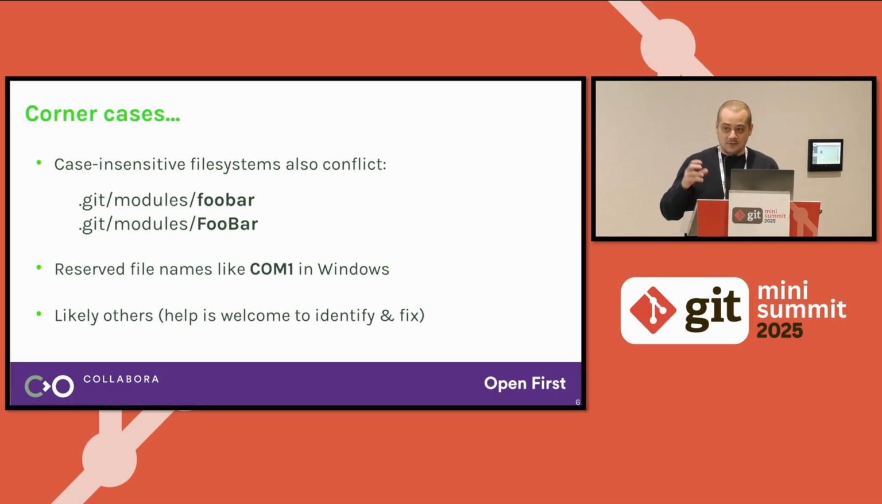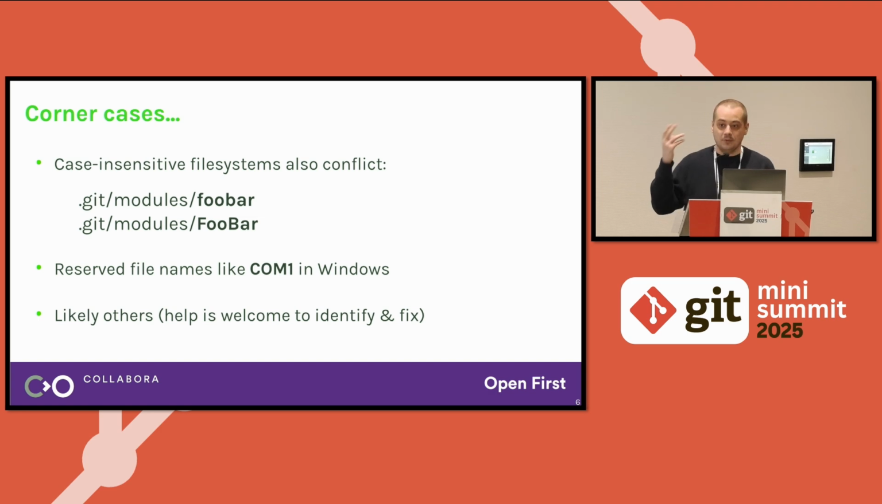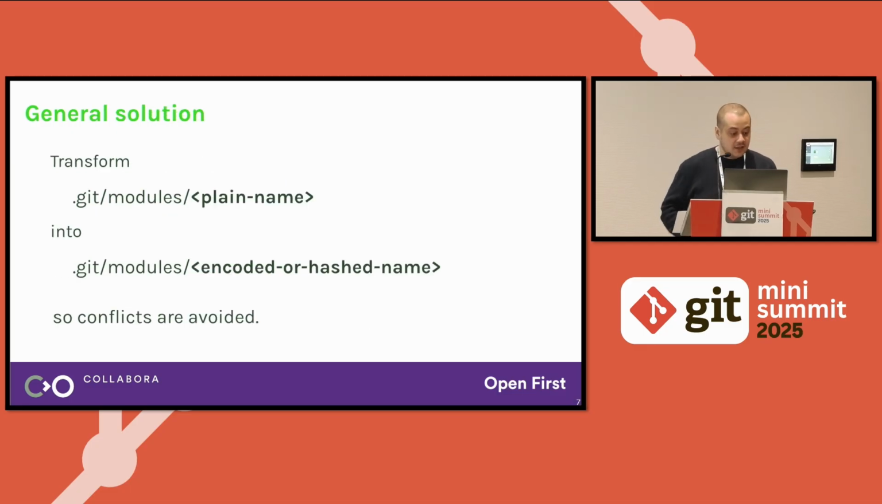The most dangerous things are the unknown unknowns. So if you have any other corner cases like this, please raise them and I'll address them in my series. Much of this work is to identify all the corner cases. The general solution is to somehow encode those file names so they don't conflict, right? Instead of using the plain name, you encode or hash it.